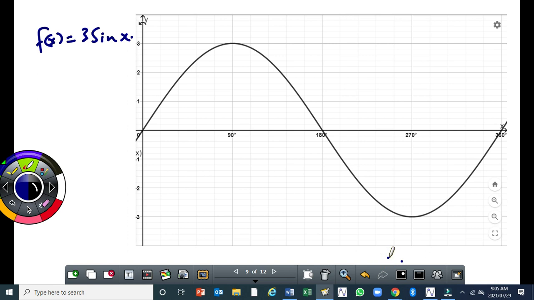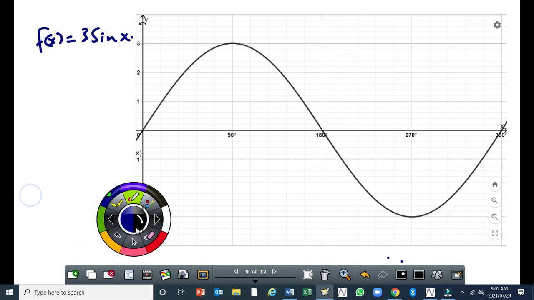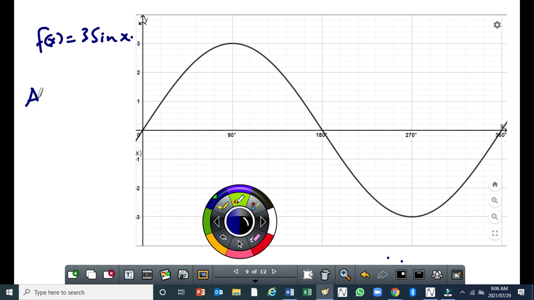All right. So the graph of f of x equal to 3 sine x is this one here. So we just need now to list the properties. Hopefully you were able to sketch it and you got a graph like the one on the screen. Right, so the amplitude is equal to 3. It is equivalent to that coefficient, right?